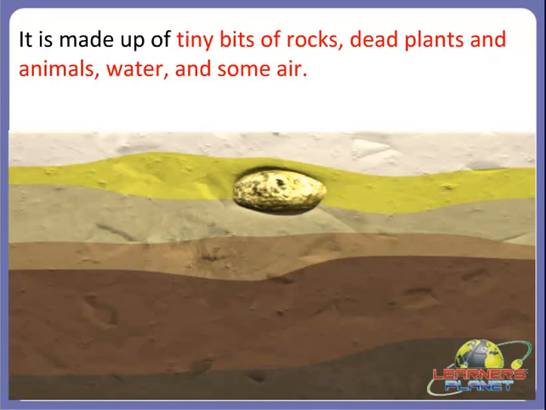Yes, it is made up of tiny bits of rocks, dead plants and animals, water and some air. So children, soil is made up of many things, like tiny bits of rocks. You can see here, this is a rock, it is shining. Then dead plants and animals, then water and some air. Because of the presence of all these things, soil is formed.